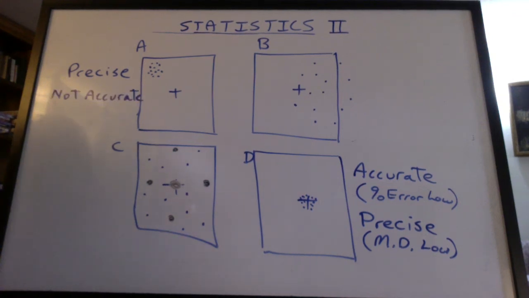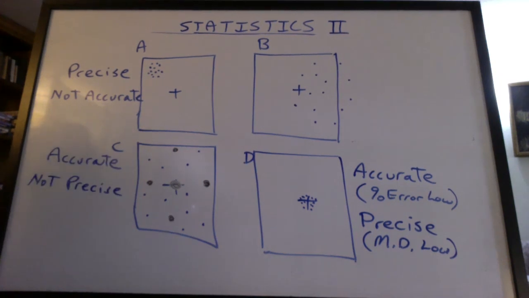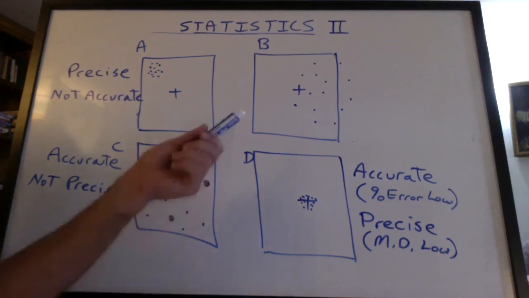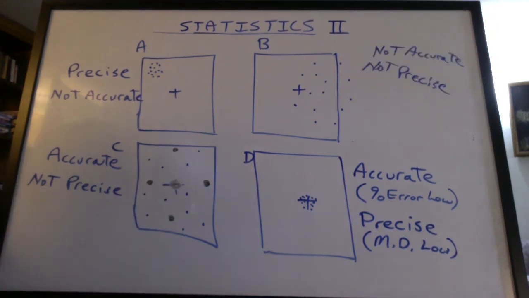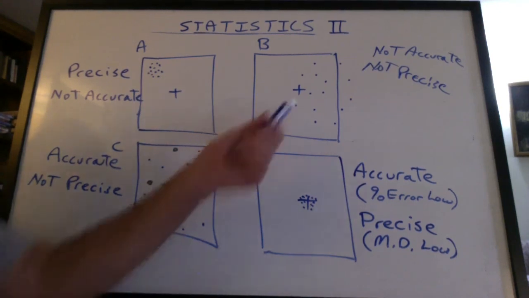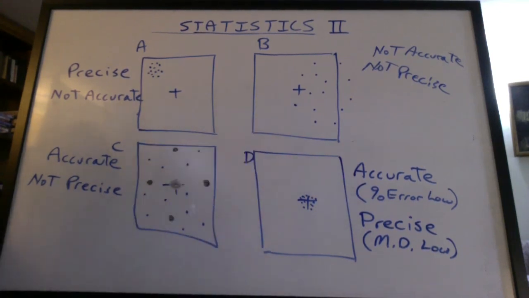What about C? It's accurate because it averages out to be on the bullseye, but it's not precise because the data is all over the place. Okay, what about B? It's not accurate, missed the bullseye. It's not precise, the data is all over the place. So which marksman here would you say is the best one? I think most people would say this one.